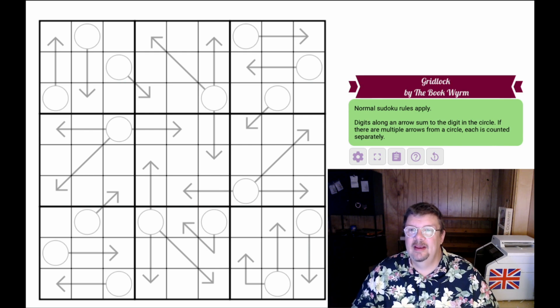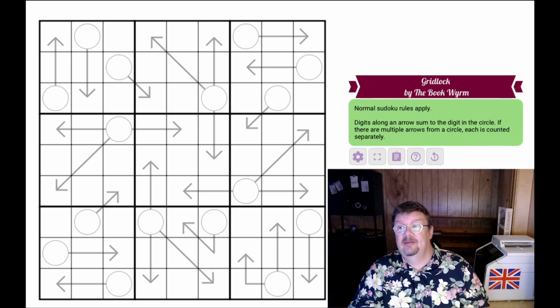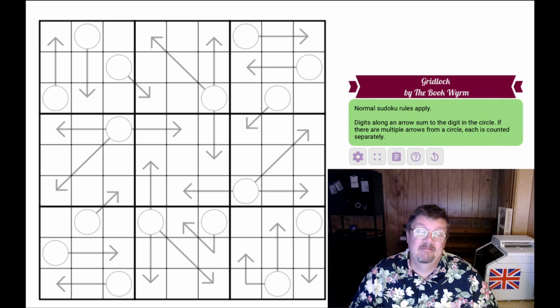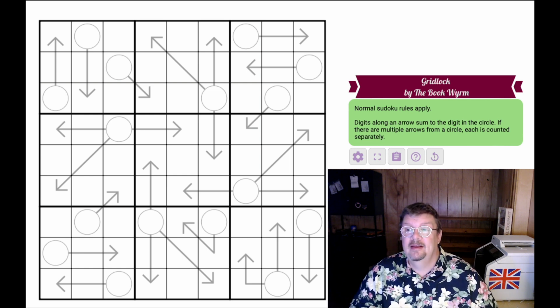I'm Timotab and today I'm going to solve Gridlock by the Book Wyrm. The Book Wyrm very kindly offered to construct a puzzle specifically for me to solve on this channel. I'm very honoured that she offered to do that. This is the result and I'm really looking forward to trying this.